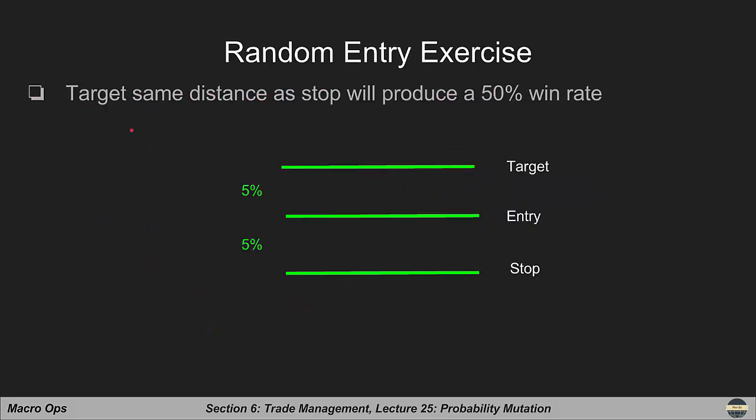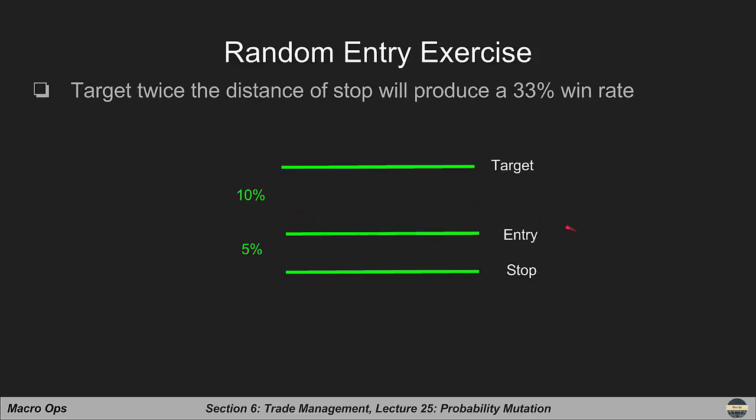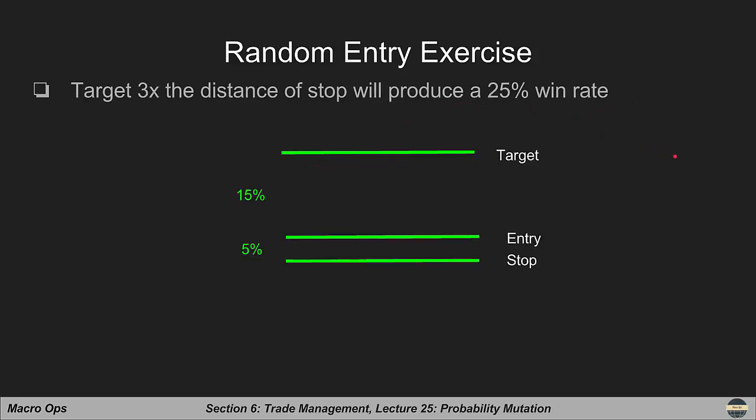For example, a target the same distance as the stop is going to produce a 50% win rate. If you have no edge to your entry, you just enter the market at random and place your target, say 5% above the current price and your stop 5% below, that system's going to win roughly 50% of the time, even with a random entry. Now, if we change it so the target is twice the distance of the stop, that's going to produce a 33% win rate. Let's say we put a 5% stop below and a 10% target above, and we did a bunch of sequencing of trades, that's going to win about 33%.